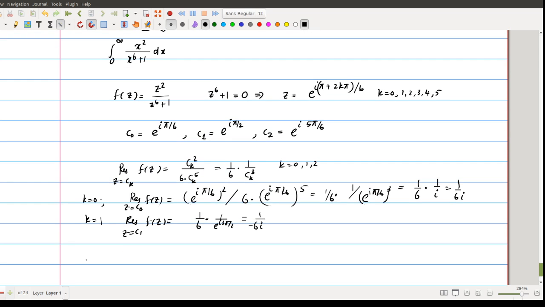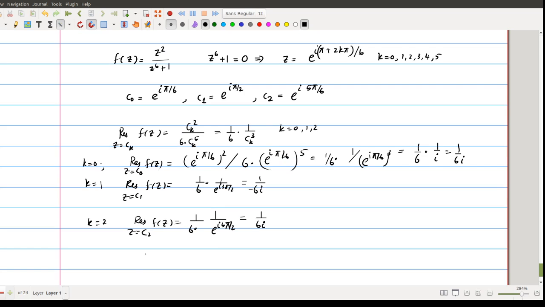And for k equal to 2, which is the last one, the residue of f of z at z equal to c2 is 1 by 6 times again 1 by c2 cube. c2 is this one, and this whole cube is e raised to i 5 pi by 2. This is in fact e raised to i 5 pi by 6 whole raised to 3, so that will be e raised to i 5 pi by 2, which is again e raised to i pi by 2, so this is again 1 by 6 times i. So these are the three residues.